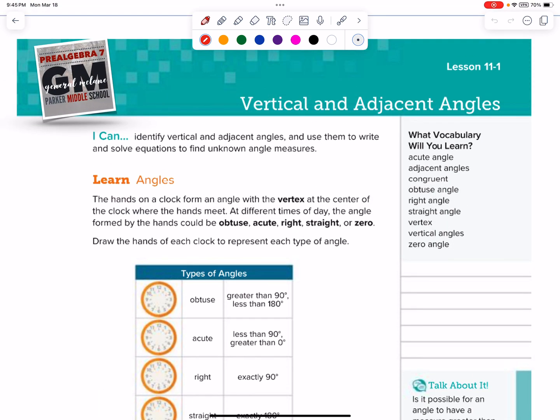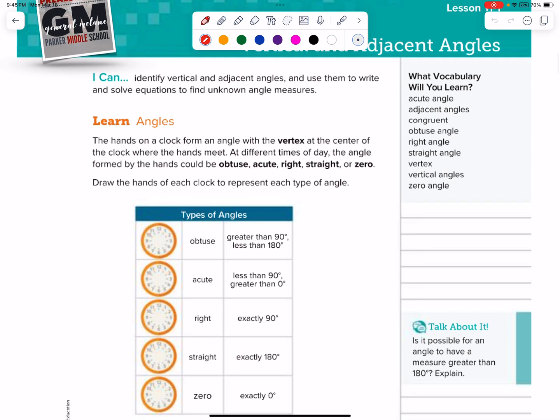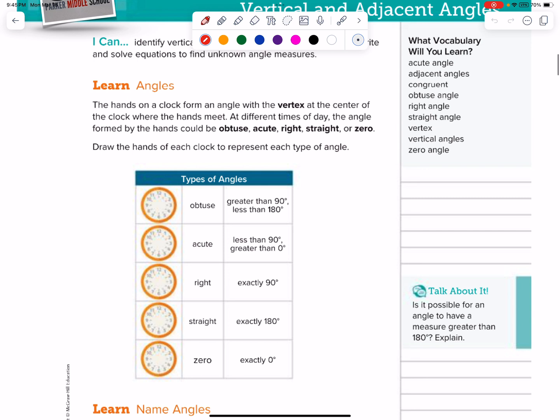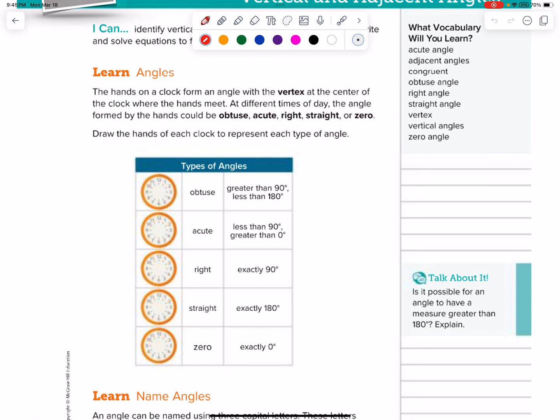So on to 11-1, this is vertical and adjacent angles, okay? And I'll explain what that means as we continue. So if you think about a clock, it says the hands of a clock form an angle with a vertex at the center. Vertex, the for dummies version of that word might be a corner, but the technical term would be a vertex, where the two line segments or rays meet.